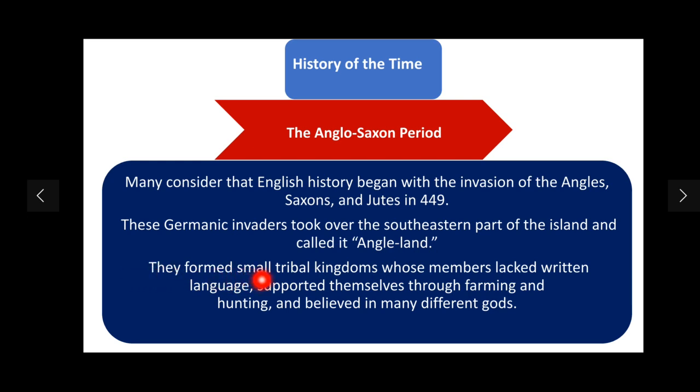They formed small tribal kingdoms whose members lacked a written language, supported themselves through farming and hunting, and believed in many different gods. So that was the beginning of the Anglo-Saxon period.